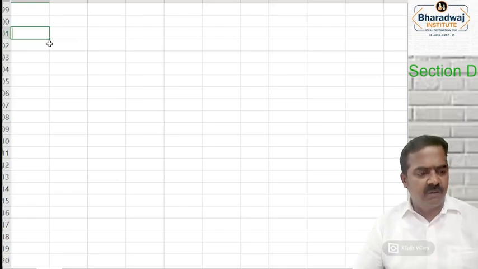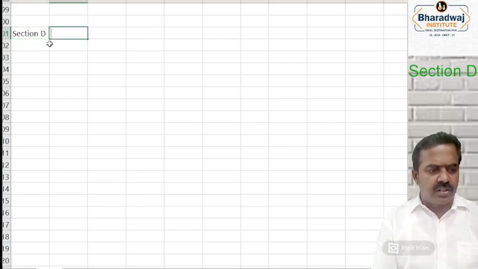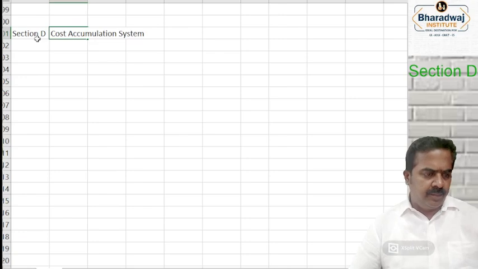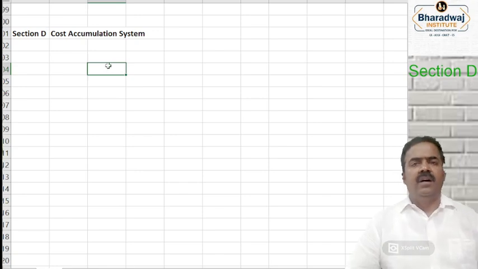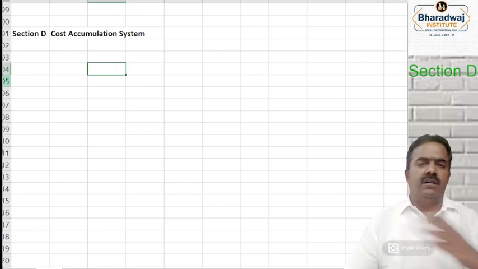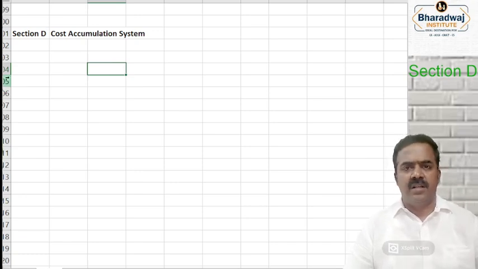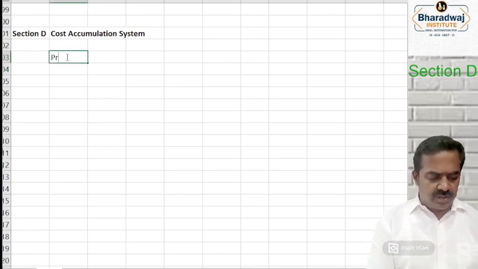Morning. We will begin with section D, cost accumulation system. Okay, what is cost accumulation system? Simple. How to find out the product cost under different methods like process costing or job costing. So today we'll discuss process costing.